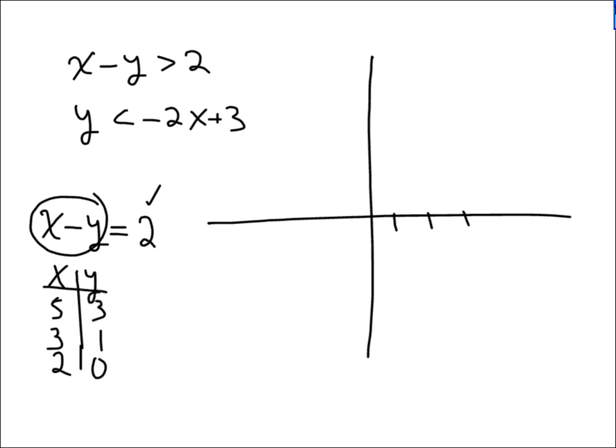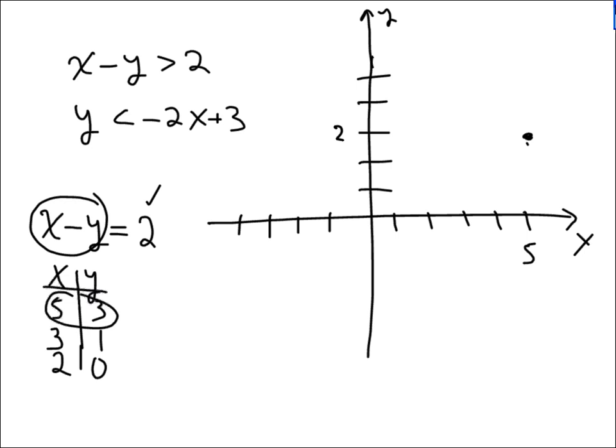1, 2, 3, 4, 5. Put some positive y's, some negative x's, etc. When x is 5, y is 3. So I go up 3. There's 3 across. When x is 3, I go up just 1. When x is 2, I don't go up any. y is 0. y is how much I go up and down.